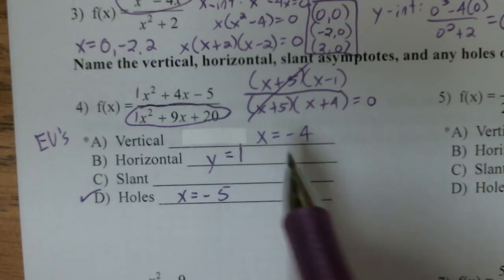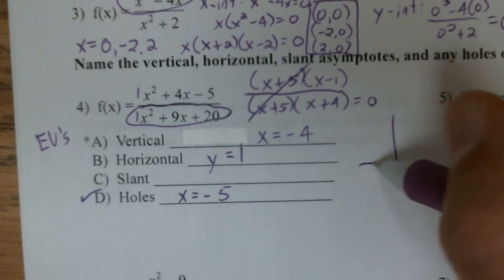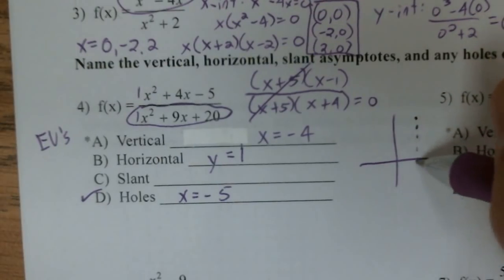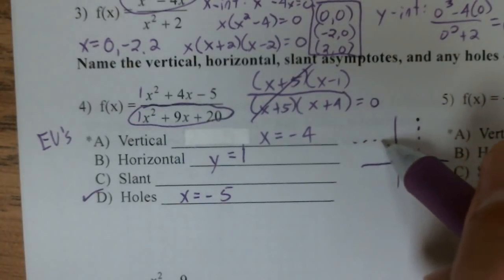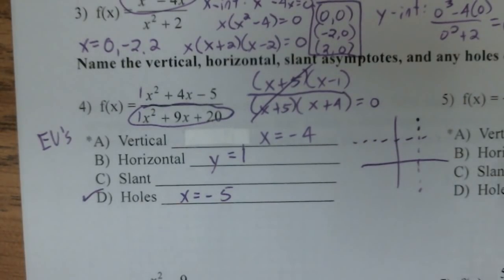Vertical asymptotes are always x equals. So if I just draw a little graph out here, vertical asymptotes are crossing the x-axis, so it's x equals. Horizontal asymptotes are horizontal, they cross the y-axis, so it's going to be y equals.